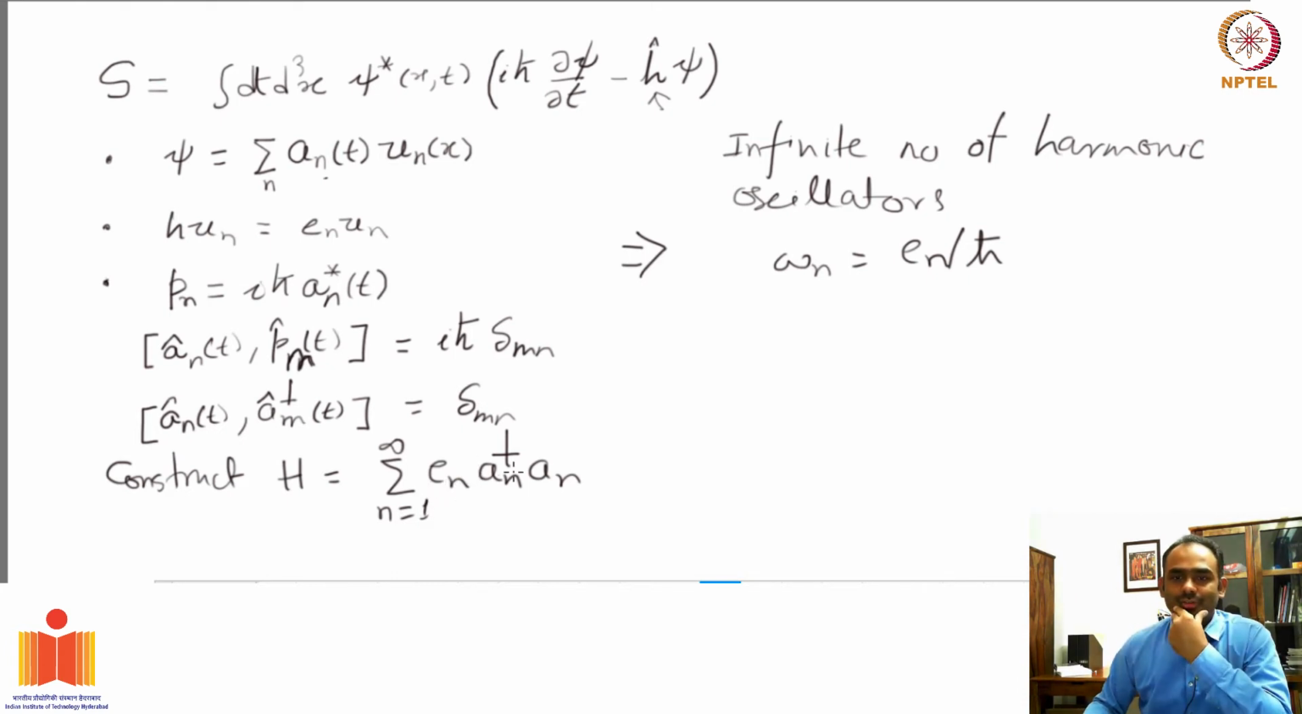Okay. So to proceed further, it will be useful to recollect what you already know about harmonic oscillators. So that's what I'm going to do. So, a brief recollection of that. Single harmonic oscillator.